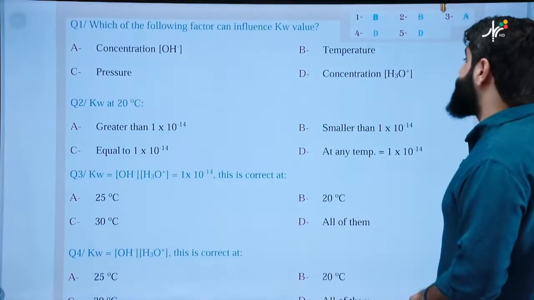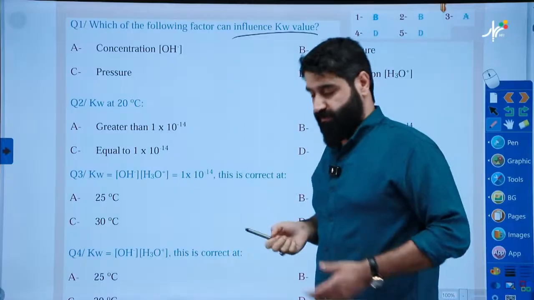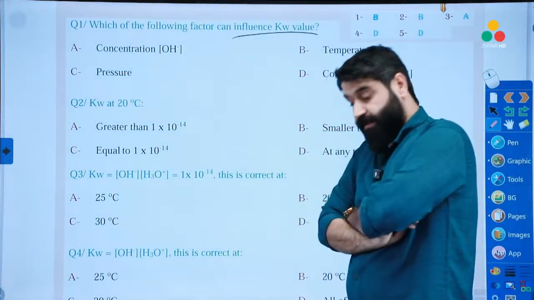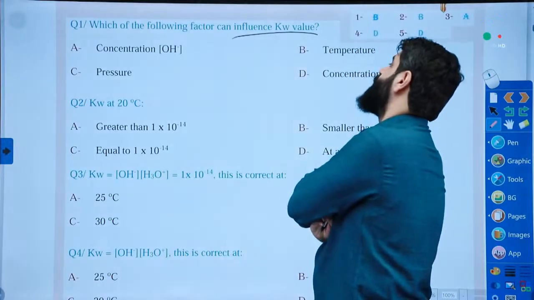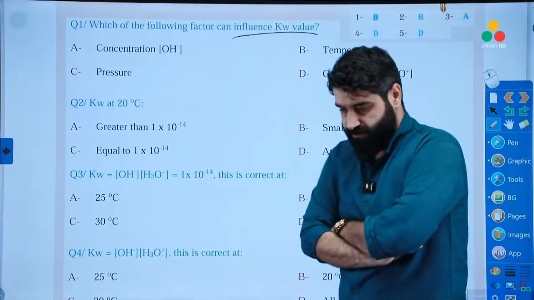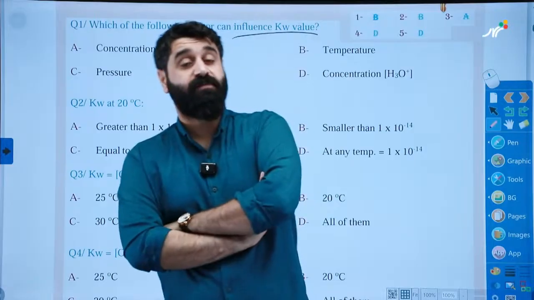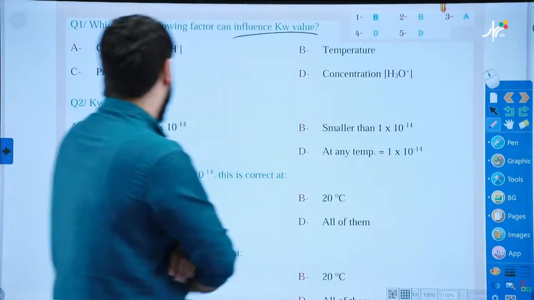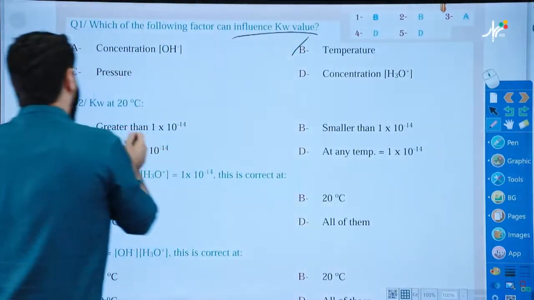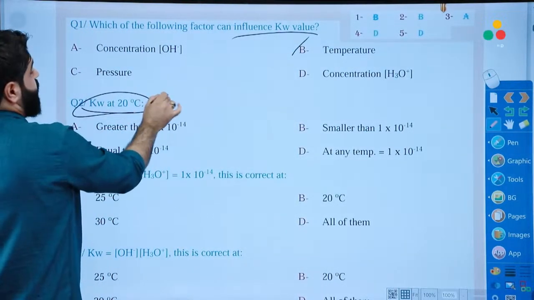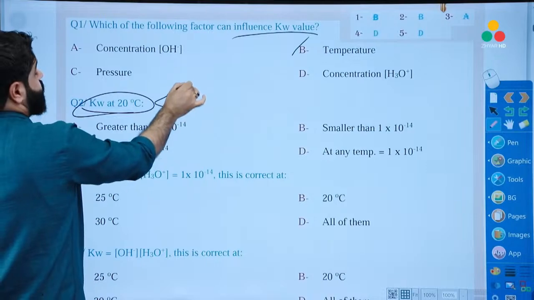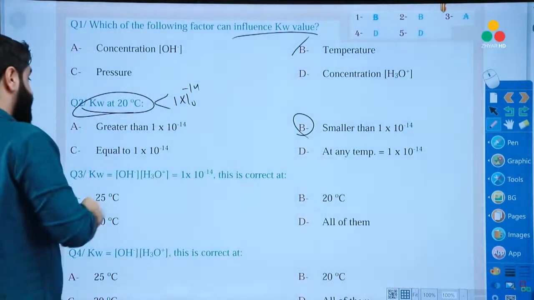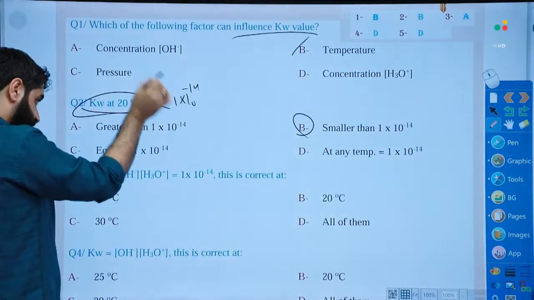Which of the following factors influences the value of KW? It means what factor influences the KW value? Okay, the only factor that can affect KW is the temperature, and they are directly proportional. Be careful. KW at 25 Celsius degree, you should know, must be smaller than this number at 20 Celsius degree, I mean. KW at 30 is greater than this. At 25 it equals this.